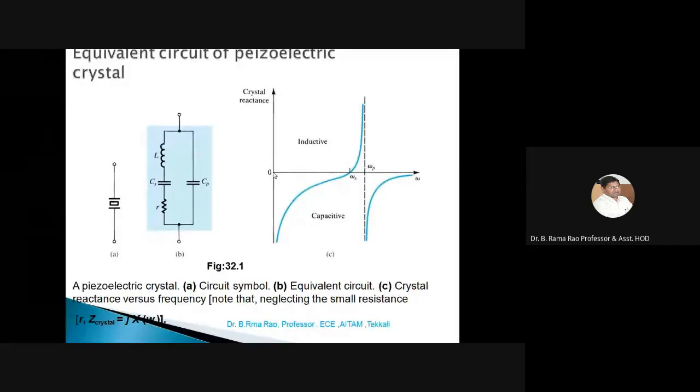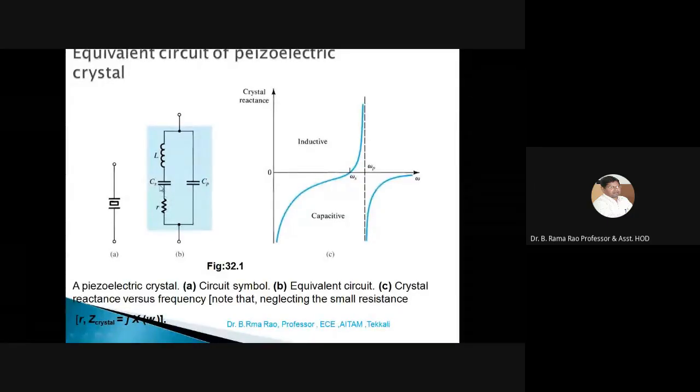If you observe this figure, the crystal has a series resonance as well as a parallel resonance, because we have connected one parallel capacitor and another series capacitor. If you go through this equivalent circuit, the crystal shows both a series resonance and a parallel resonance. The three elements R, L, and C are the characteristics in this equivalent circuit.